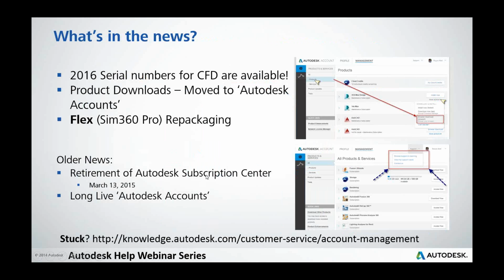So in the news, CFD 2016, as you probably guessed, is now available. You should be able to see your serial numbers listed within your Autodesk accounts. And just be aware, downloading is different from last year. It is moved to the Autodesk accounts like most everything. If you go to Products and then click on the product you actually want to install, and for CFD, I encourage you to do the browser download and then right-click on the installer and choose Run as Administrator.